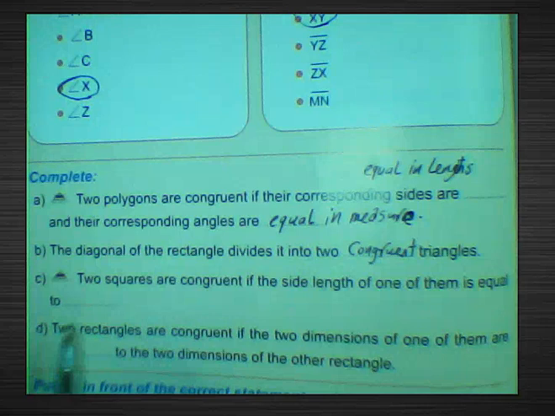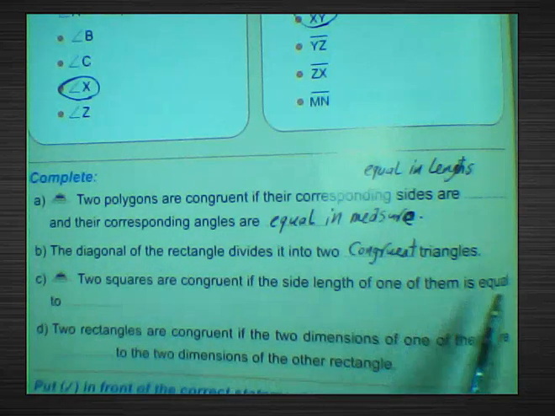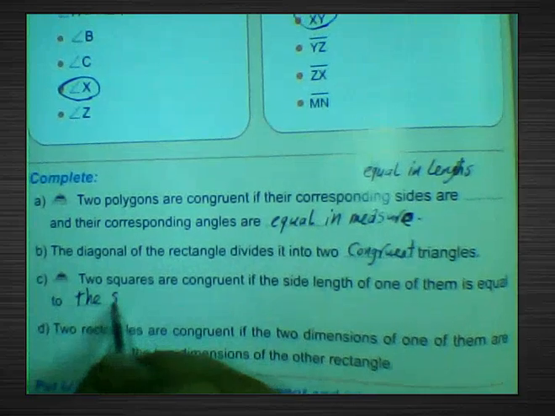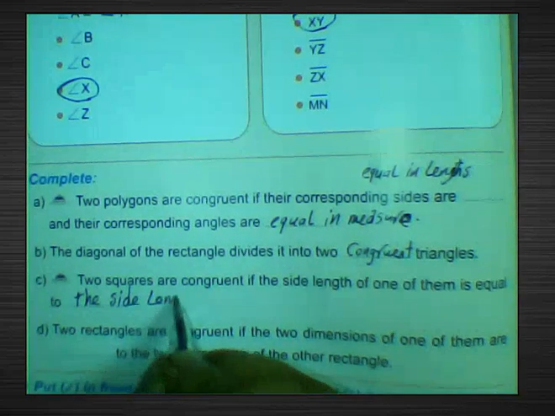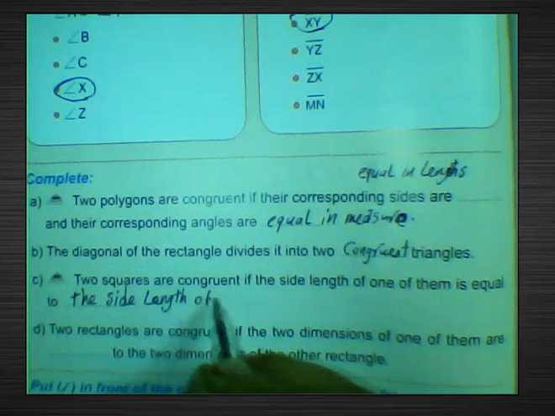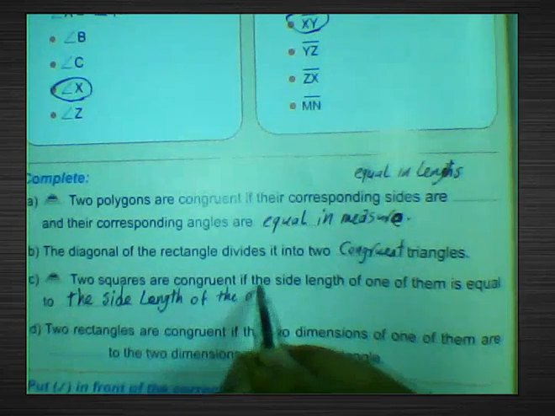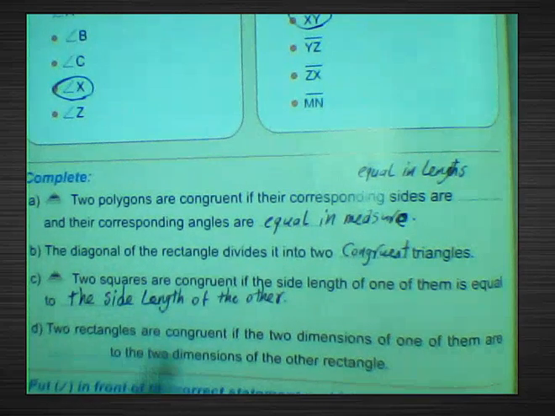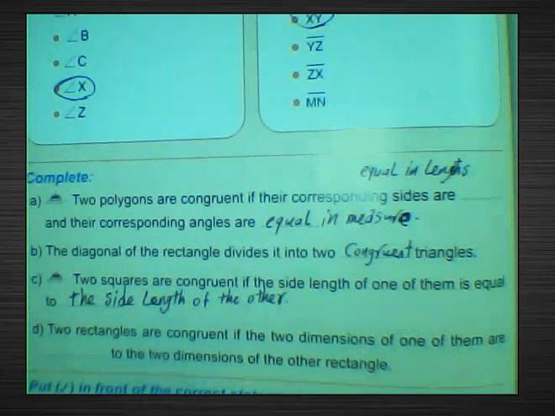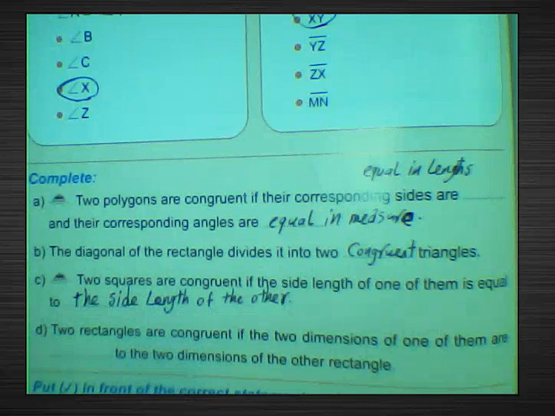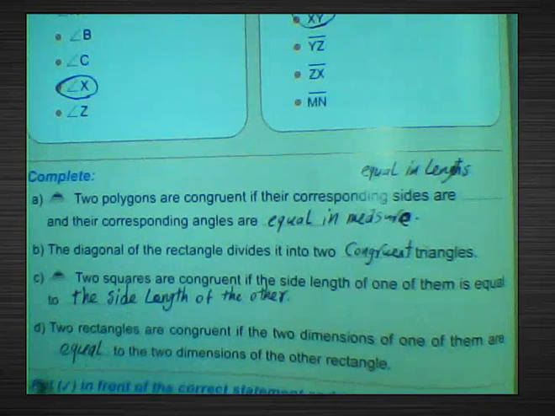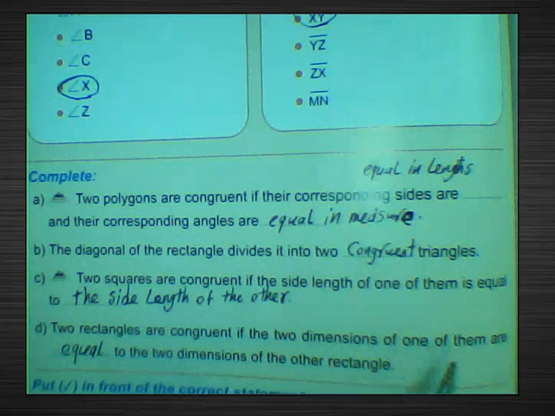Letter C. Two squares are congruent if the side length of one of them is equal to the side length of the other. Letter D. Two rectangles are congruent if the two dimensions of one of them are equal to the two dimensions of the other rectangle. You will write equal.